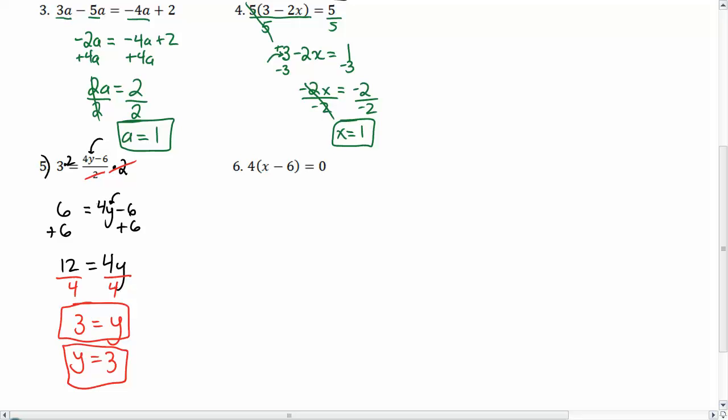Okay, number 6, very similar to number 4, with a number hanging out in front of the parentheses. Okay, either you could distribute if you wanted to, so 4 times x, 4 times 6, or just start off dividing both sides by 4. Okay, the 4's will cancel. You'll get x minus 6 equals 0.